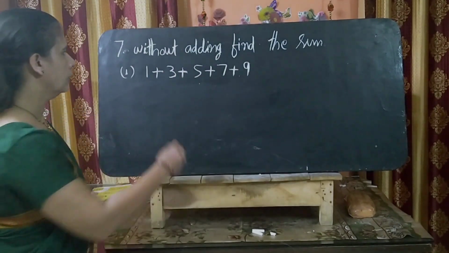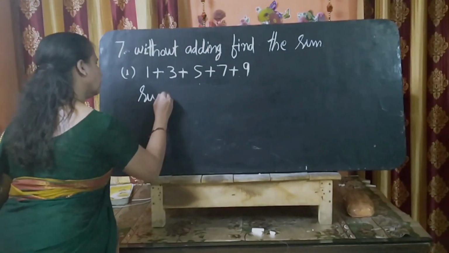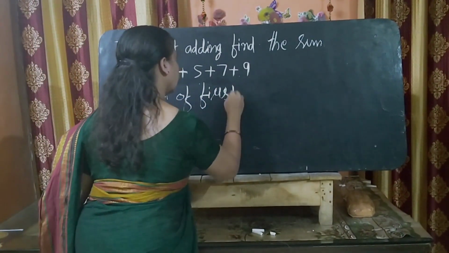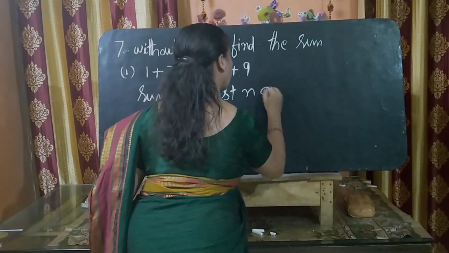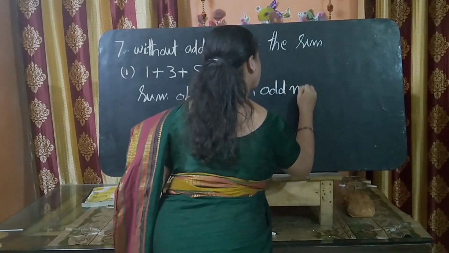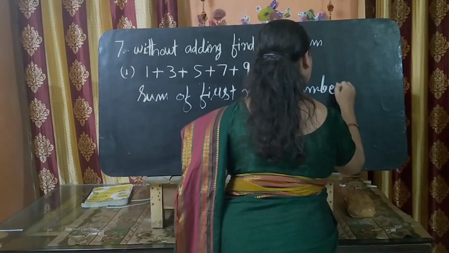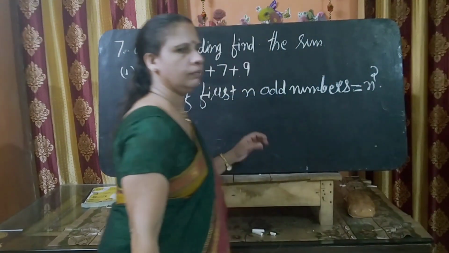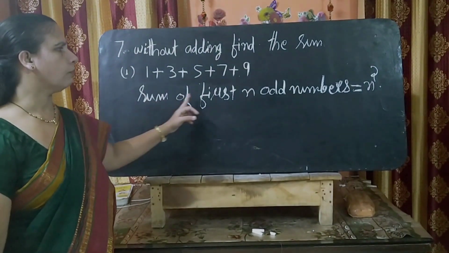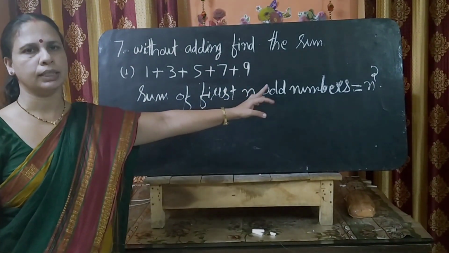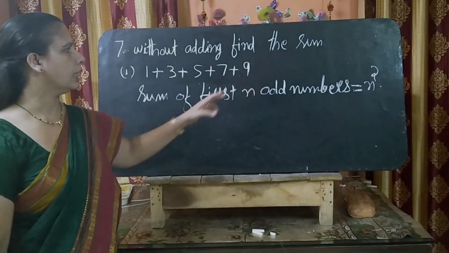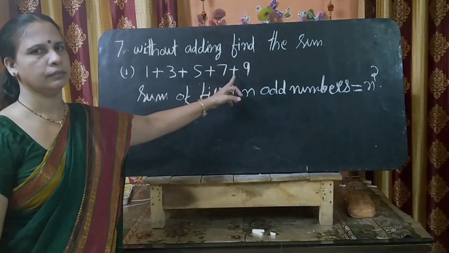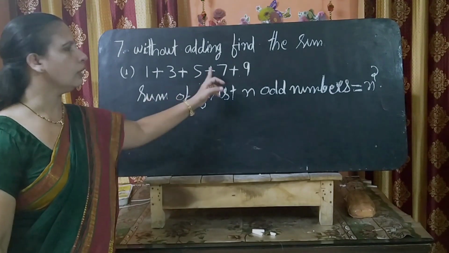The method is: sum of first n odd numbers equals n square. Here n equals the number of given odd numbers.